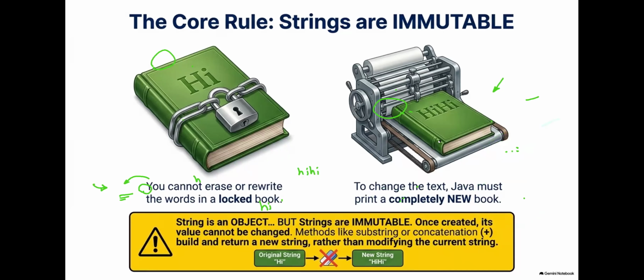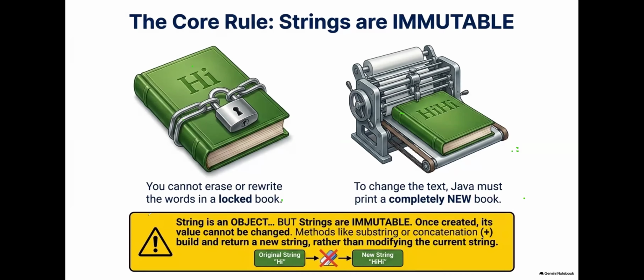Okay. So I would like you to read this, please. Read the text here. You cannot erase or rewrite the words in a locked book. To change a text, Java must print a completely new book. So can you read also the text here in black? String is an object, but strings are immutable. Once created, its value cannot be changed.